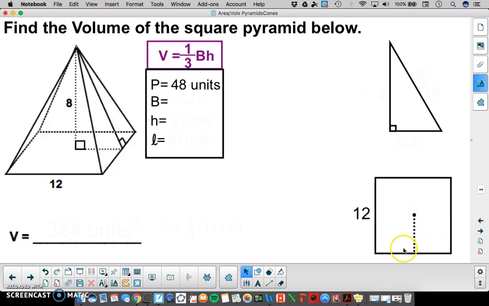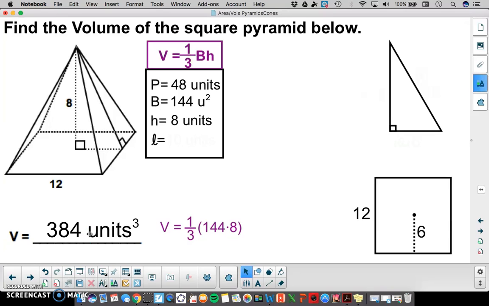So here I have a base edge of 12, which gives me a perimeter of 48 units. The apothem cuts that side in half, which also makes the apothem 6. I could find the area of the base by doing 1/2 apothem times perimeter. So 1/2 times 48 times 6 gives me 144 square units. I was given the height of 8, and I just need big B and H to find volume. So volume equals 1/3 times 144 times 8, which gives me a volume of 384 cubic units.